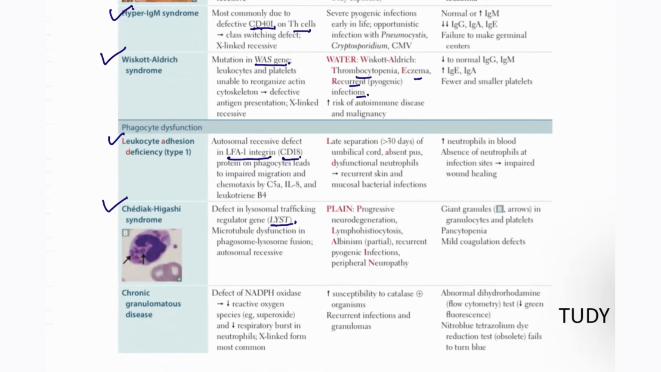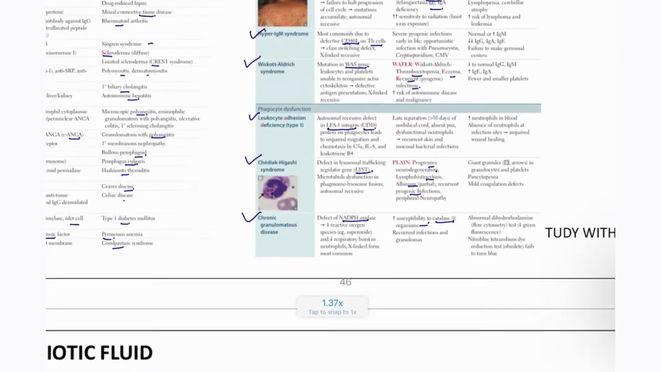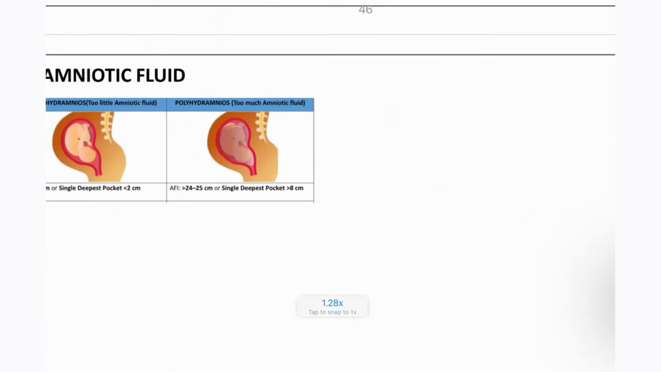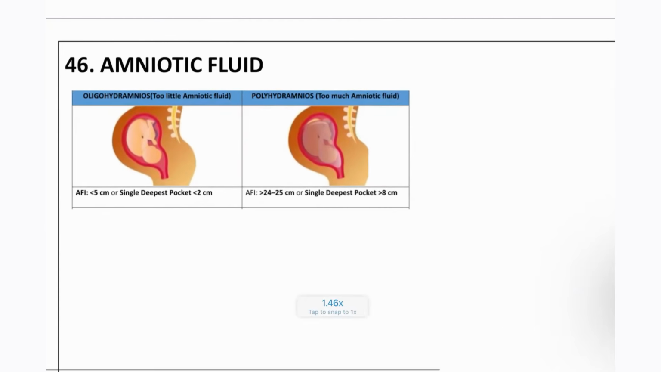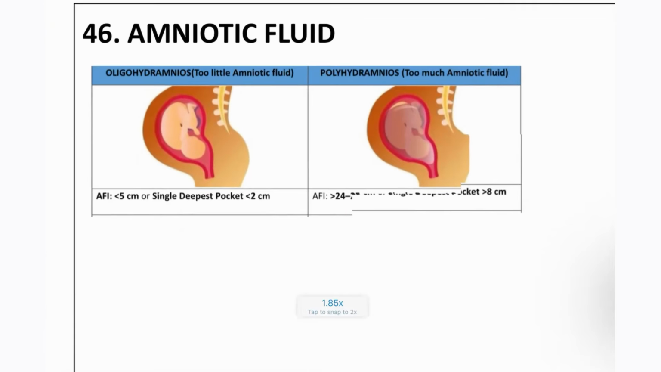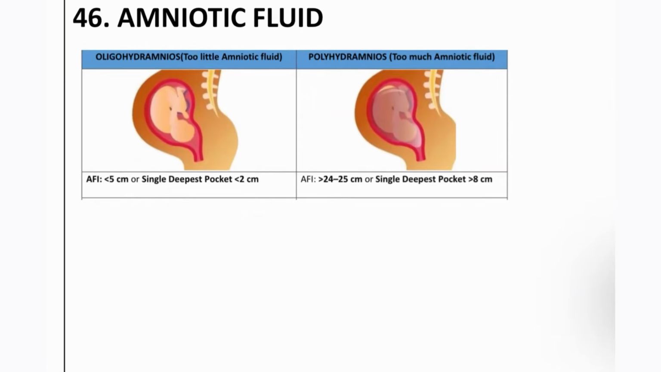Okay, LYST gene, progressive neurodegeneration, lymphohistiocytosis, albinism, recurrent pyogenic infections. Chronic granulomatous disease is due to defect in the NADPH oxidase. So the patient is more susceptible to catalase positive organisms. Next, moving on to the amniotic fluid. Okay, in the amniotic fluid, you have to understand the common differences, how to differentiate, and what are the defects that we are going to see in this patient.